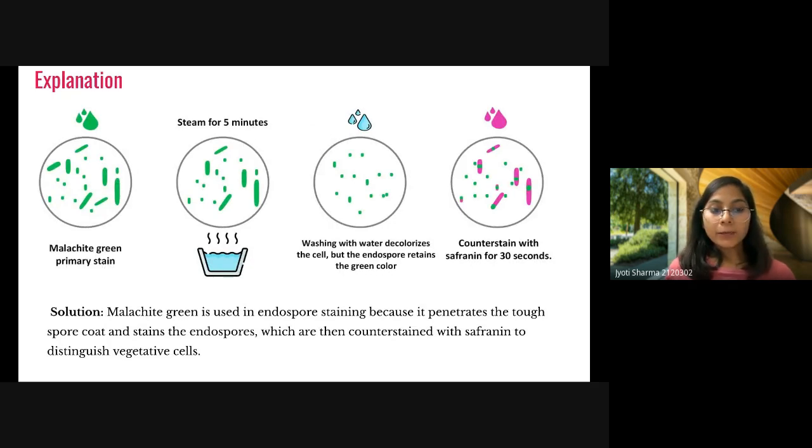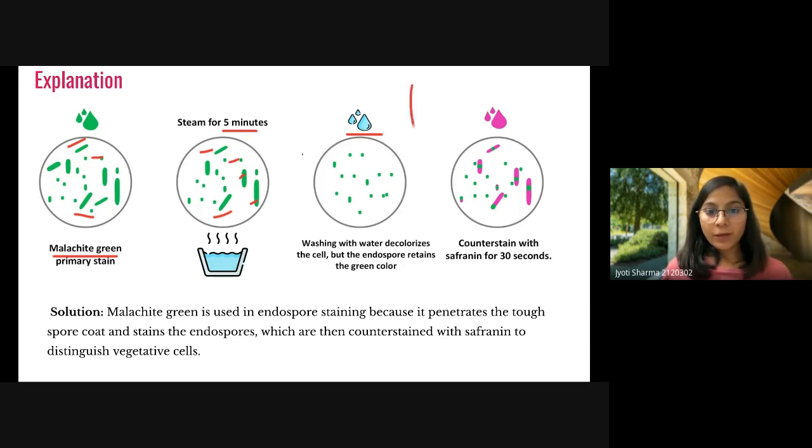So we have a lot of bacteria. If we are using the stain malachite green, what will happen? This will give the green color to the bacteria. And if you are steaming, giving steam for 5 minutes, and then washing this, then after washing the stain will be retained only in the endospores, but everything outside of this bacteria will be washed off.